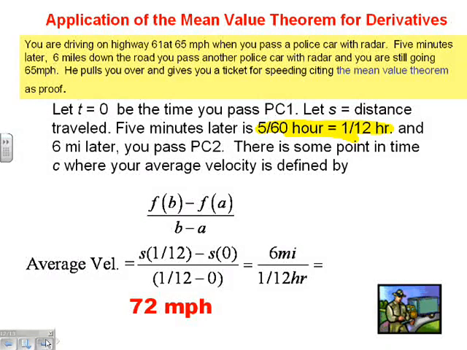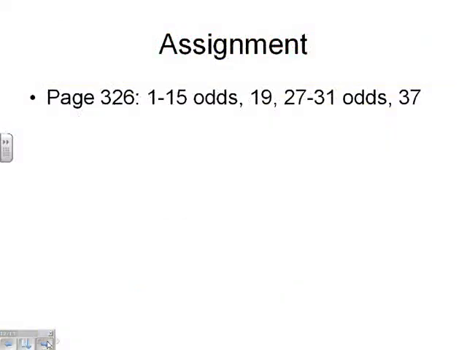And again, just the main idea is that the average velocity has got to equal the actual one at some point. So at some point, you were going 72 miles per hour. So that's over the speed limit, so they can give you a ticket. And that does it. So it sounds like you all are getting that pretty well.